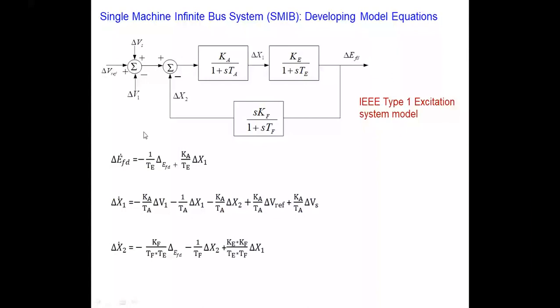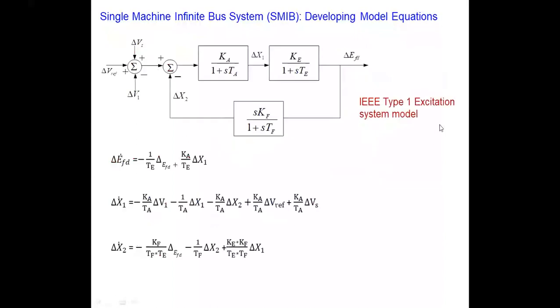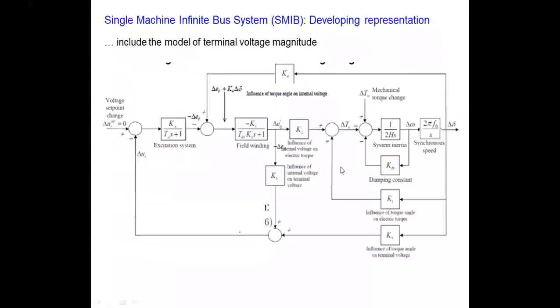And next, as I said, we want to include the PSS here. So this one is the complete excitation system. As you can see here, this is delta EFD and V reference. So this is the complete representation for excitation systems. It could be the detailed one, or it could be the simplest one, as indicated here.